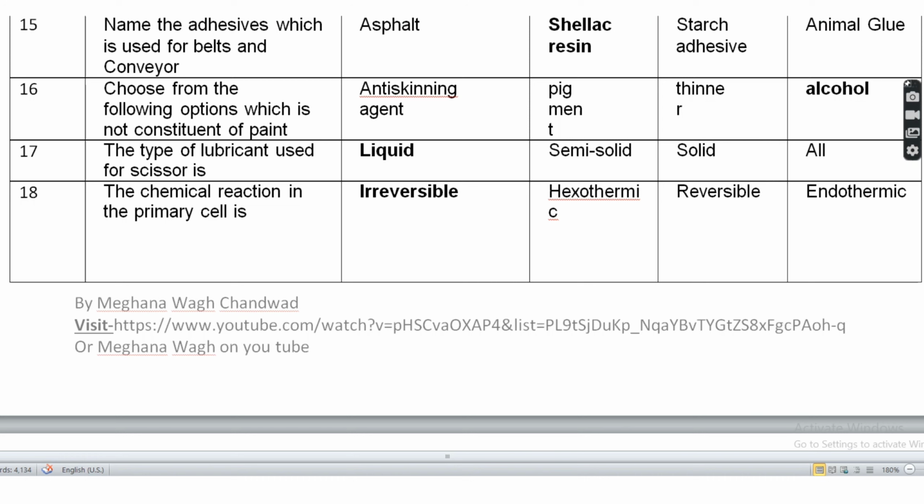Choose from the following options which is not a constituent of paint. Anti-skinning agent, pigment, thinner are the constituents of paint, while alcohol is not a constituent of paint because it is a constituent of varnish. The type of lubricant used for scissors is liquid lubricant. The chemical reaction in the primary cell is irreversible, but in the secondary cell it is a reversible reaction.